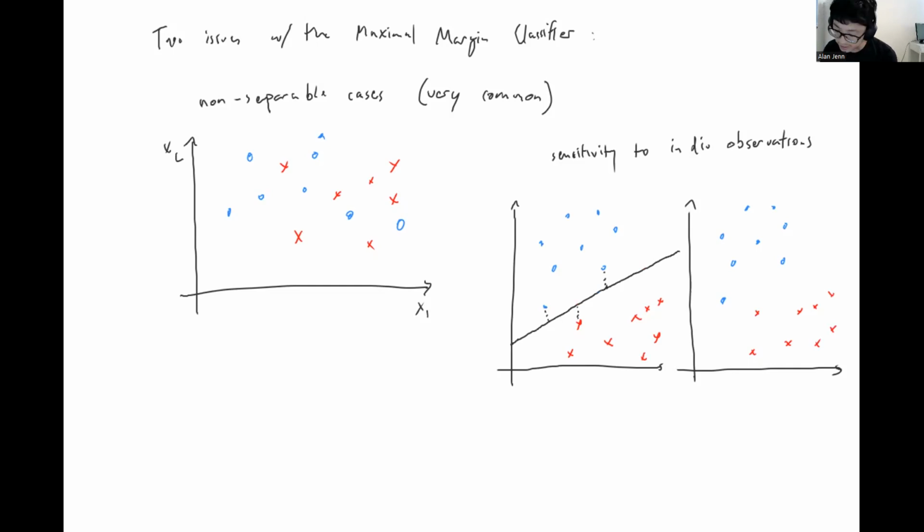But if you were to just add even a single point, like right there, then my hyperplane would get shifted down from the original, right? Because of this point here by quite a lot. So because you have to do this perfect separation of the points, even adding in a single observation can drastically change your hyperplane.